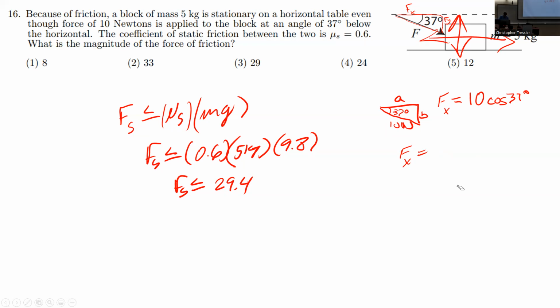10, where's my calculator? Here it is. So cosine 37 degrees times 10, we're going to get 7.986 Newtons, which is our answer. Now, why is that our answer? Because this force is less than how much static friction is able to basically occur. Because that is how much the total static friction is using to stop this block from moving. Yeah, it only needs 8.